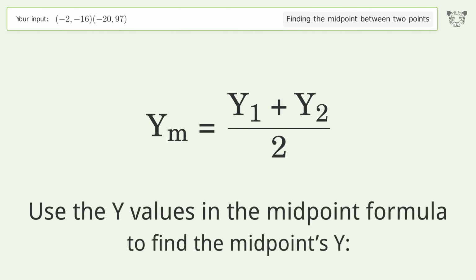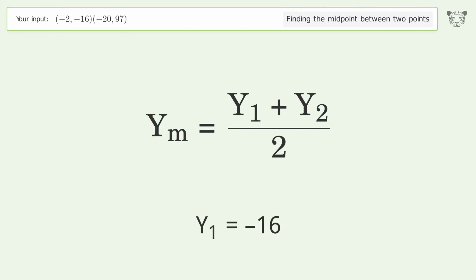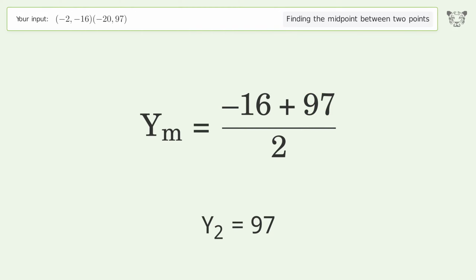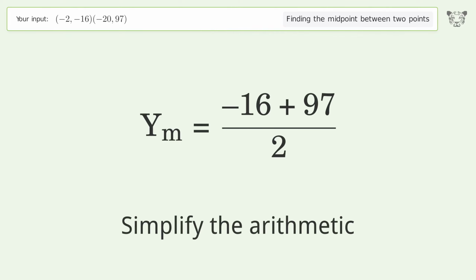Use the y values in the midpoint formula to find the midpoint's y. y1 equals -16. y2 equals 97. Simplify the arithmetic.